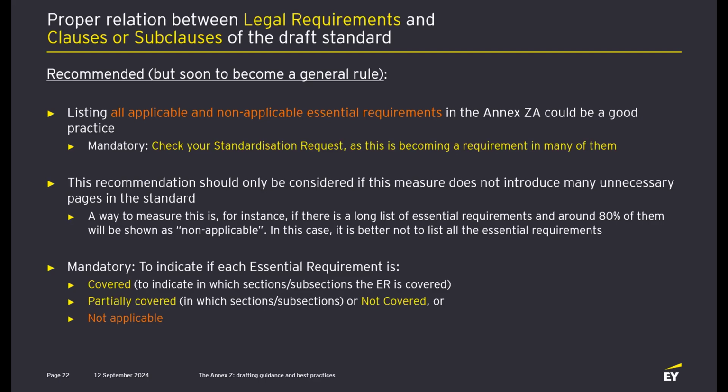Okay, and of course, if the essential requirement is not applicable, I remember Federico Musso giving an example. So you are drafting wooden toys. If there is an essential requirement on electrical safety for toys, obviously, if the wooden toy has no electrical components, it is not applicable because it's a wooden toy. It doesn't have any electric circuit.